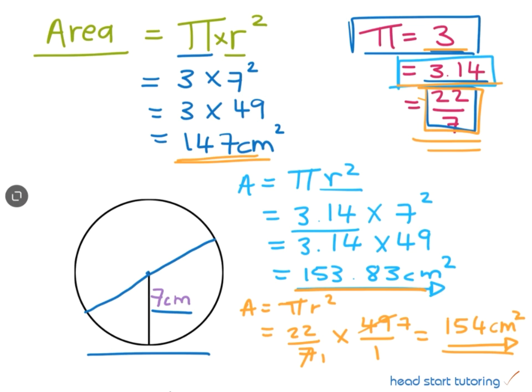So depending on what your teacher would prefer, obviously it's better to start with pi equal to 3 just to get used to the formula, and then you can move on to 3.14 if you are happy timesing with decimals, and then you can move on to 22/7, and you need to be happy with timesing with fractions, and then preferably bring that fraction answer back into a decimal for the area of your circle.